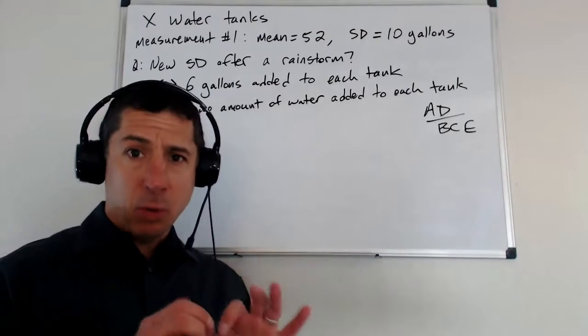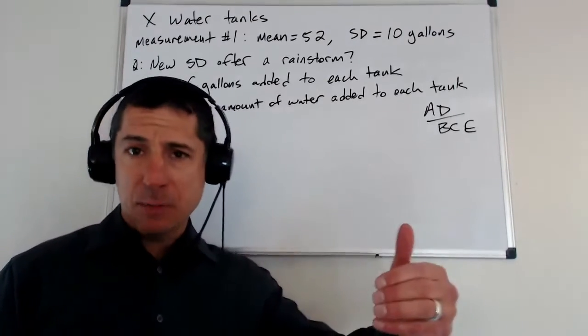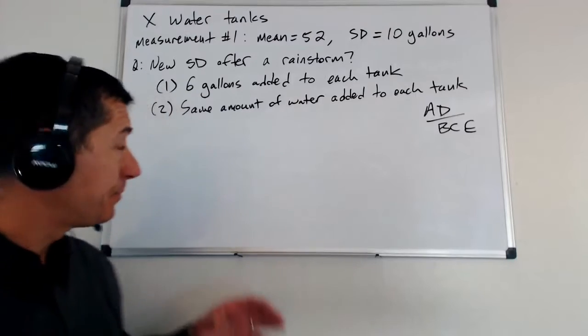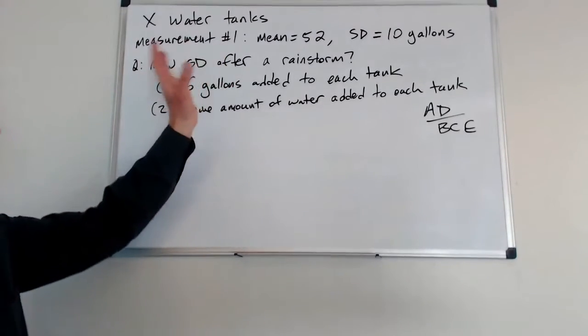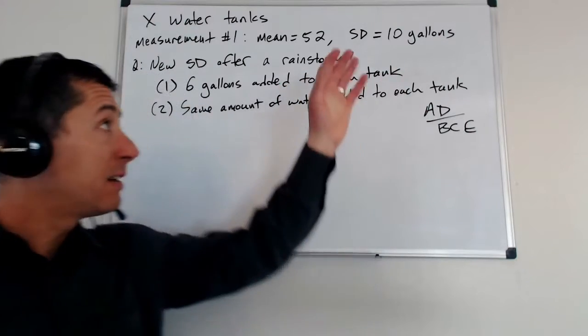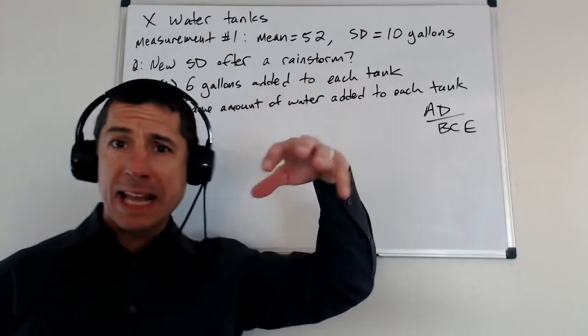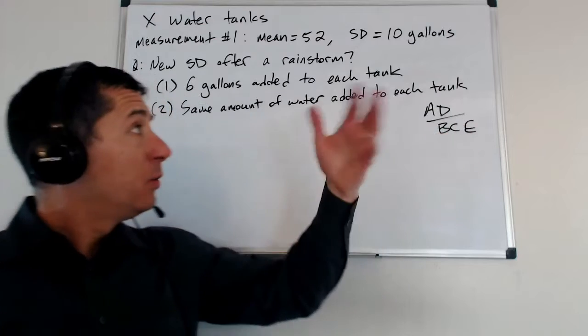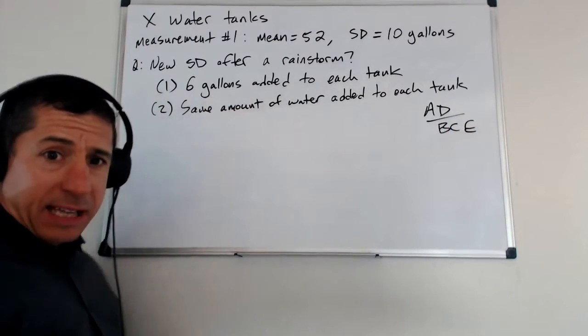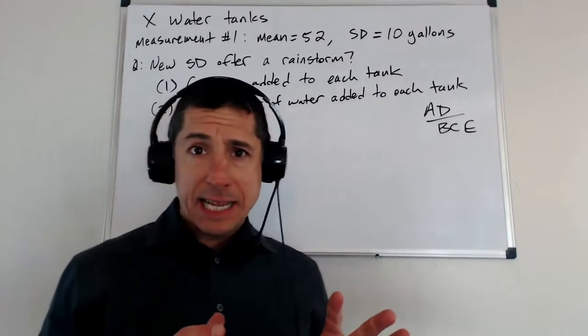Just understand how it works once you start to add something to every number in a set or multiply every number in a set by some constant. Okay, so we've got X water tanks, whatever that is. Mean is 52, standard deviation is 10. And we want to know after it rains and something happens to those tanks, what happens to standard deviation? So statement 1 is saying that we add the same number, 6 gallons, to each tank.